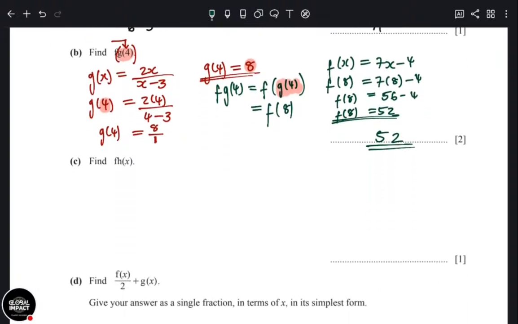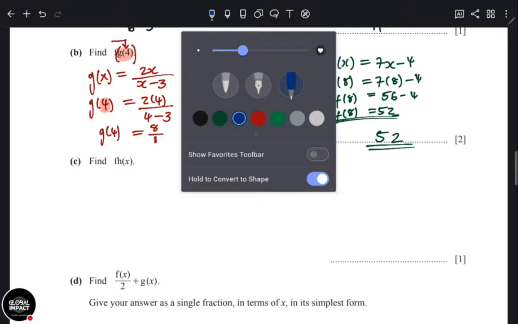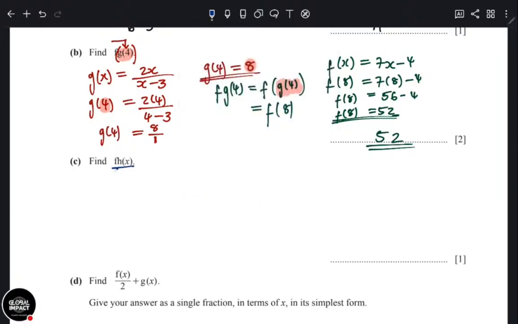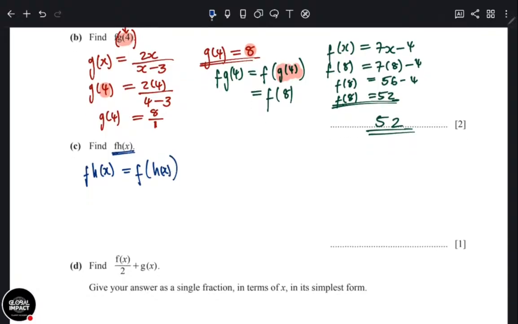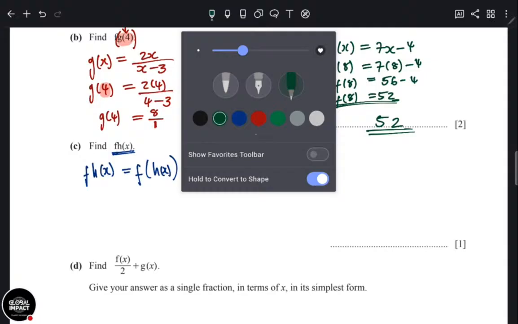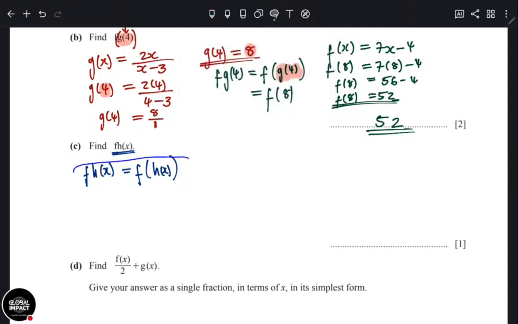Now we go to C. FH of x. Oh, really? Yes. So we'll first say, we are putting H, so you say F H of x. It means we are putting H of x inside F. Okay? Right. What is that H of x that we are putting?